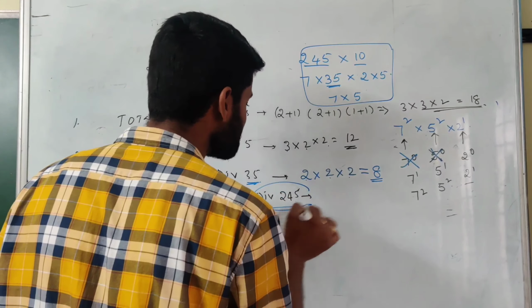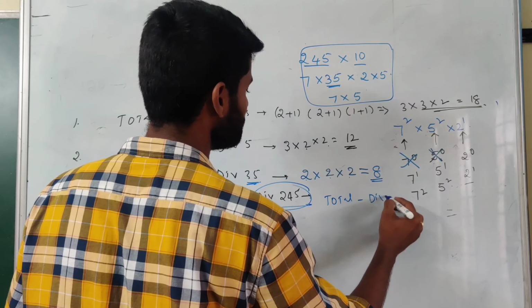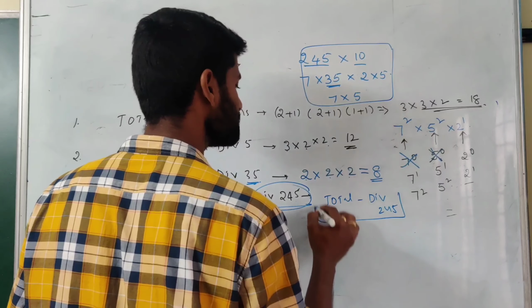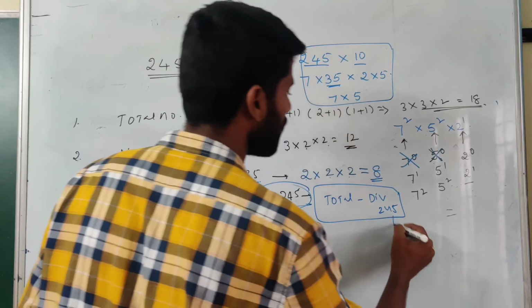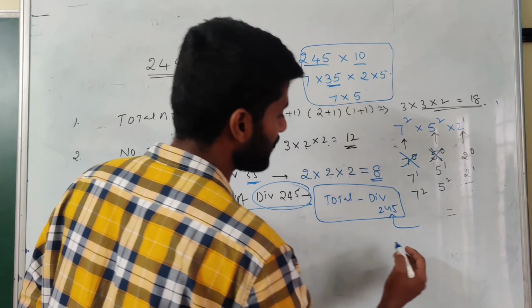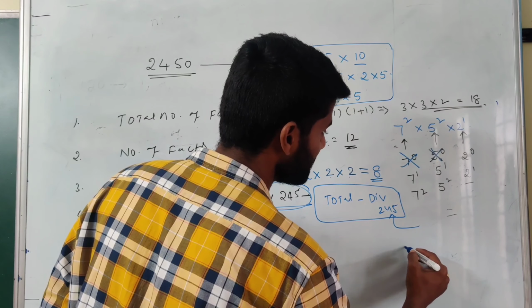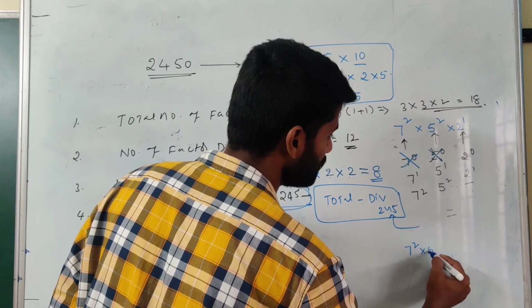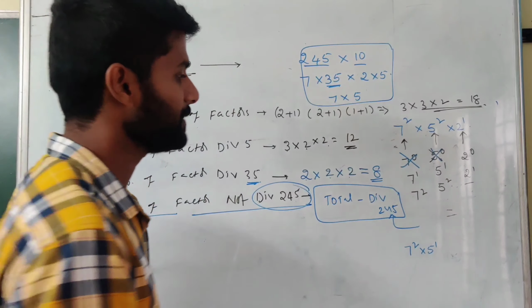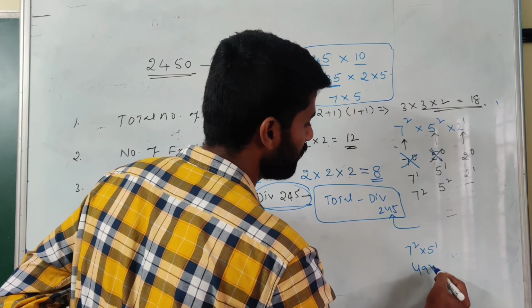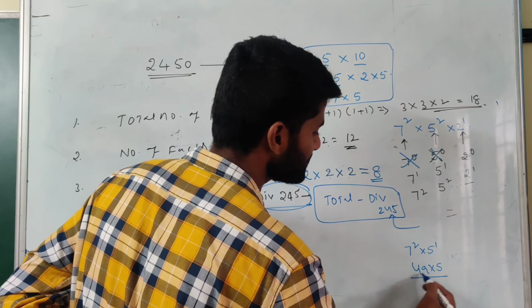Next, the number of factors which are not divisible by 245. Not divisible by 245 means total minus divisible by 245. This is a negative case. Then focus on how many numbers are divisible by 245. Just check it out. If you want 245, then for that answer we require 7 square into 5 power 1. Why? Because 7 square is equal to 49, 49 into 5. See, 9 5s are 45, 4 here, 5 4s are 20, 24.